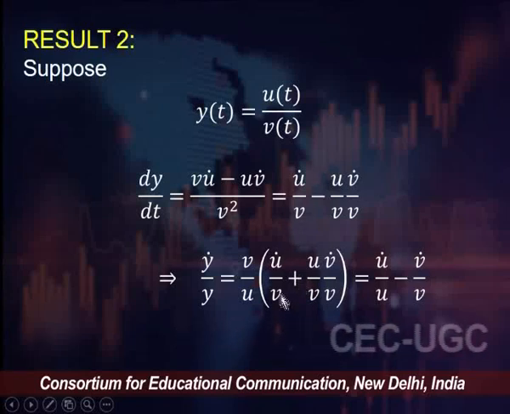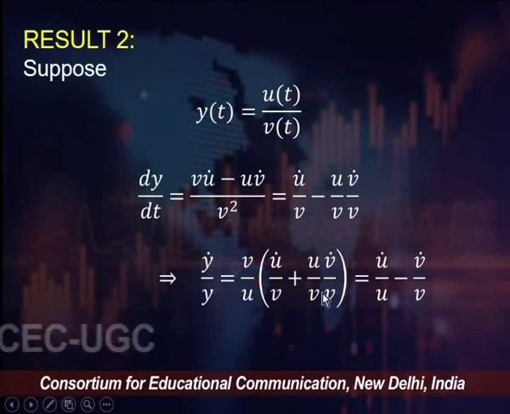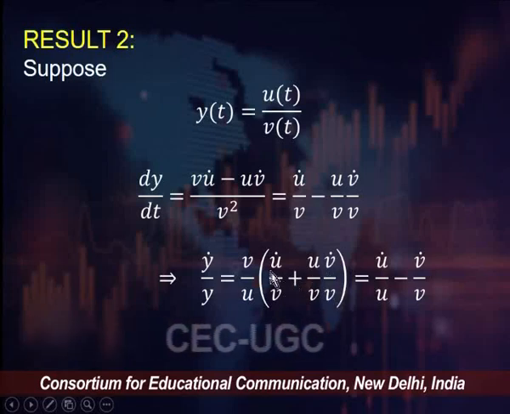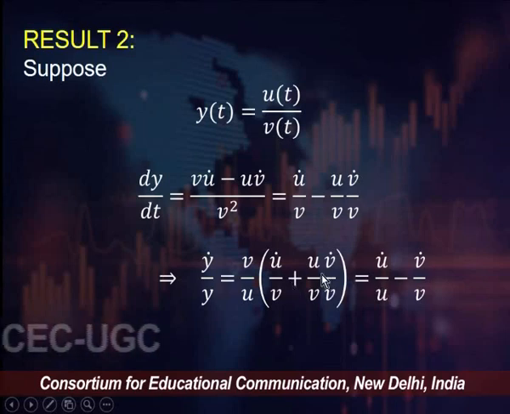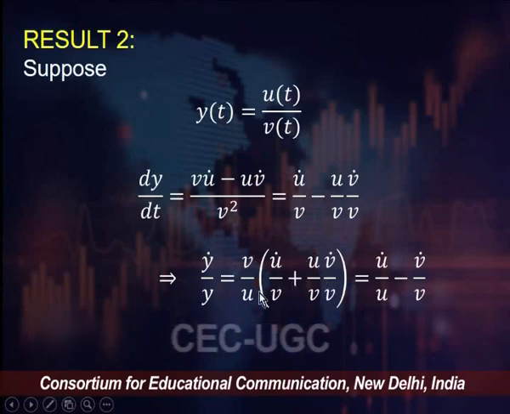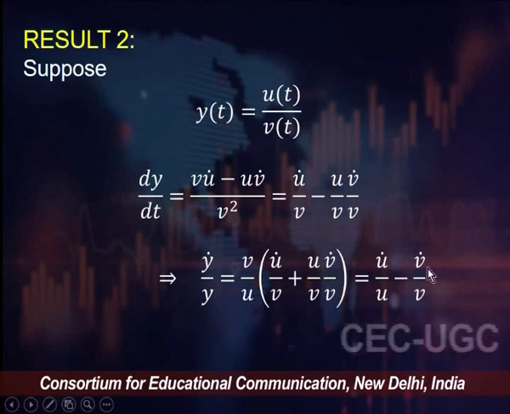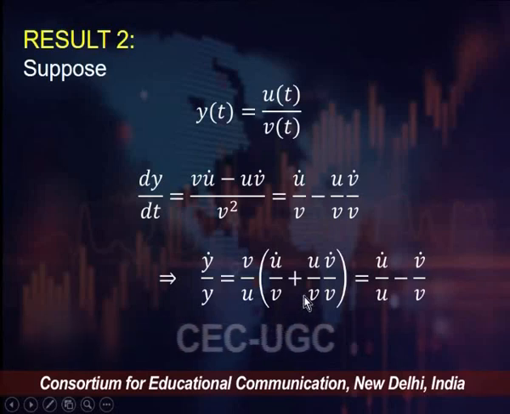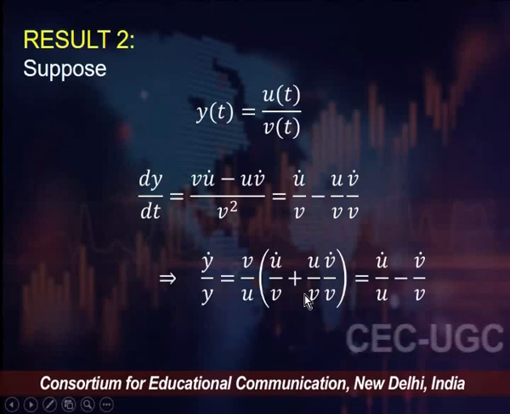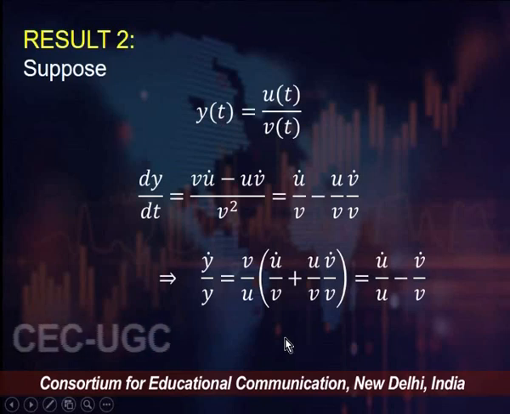So anyway, that will be v by u times u dot by v minus u by v times v dot by v. So if I now open up the brackets, you can see the v's will get cancelled in the first term. So you'll get u dot by u, and that's a minus here. So the v and the u will both cancel out for the second term, and you'll get v dot by v. So we have shown here that the proportional rate of growth for a quotient is the difference in the proportional rates of change of the two components that we have in the numerator and the denominator.